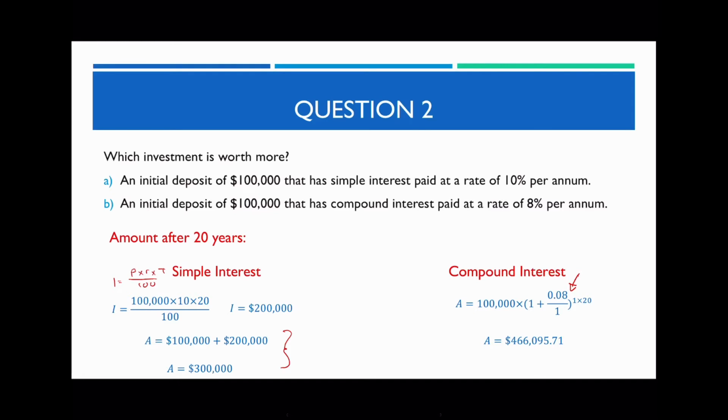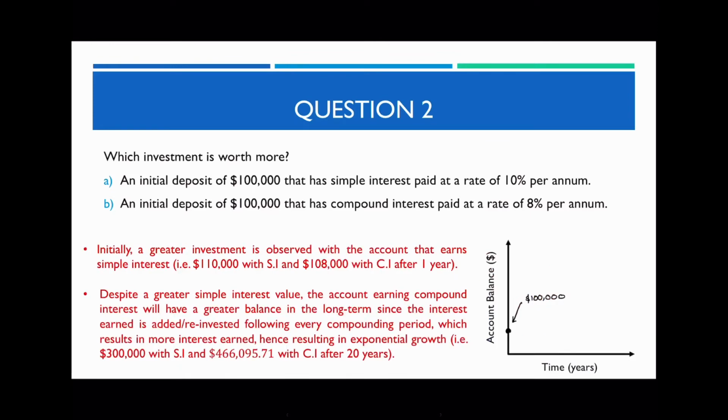And if I was to compare the balances after 20 years for simple interest and compound interest, we can clearly see that compound interest earns a ridiculous amount more as opposed to simple interest. So when you're trying to answer these questions, you need to address both short-term as well as long-term outcomes. The way that I'd answer this, I'd say initially a greater investment is observed with the account that earns simple interest. And I've given them a specific example.